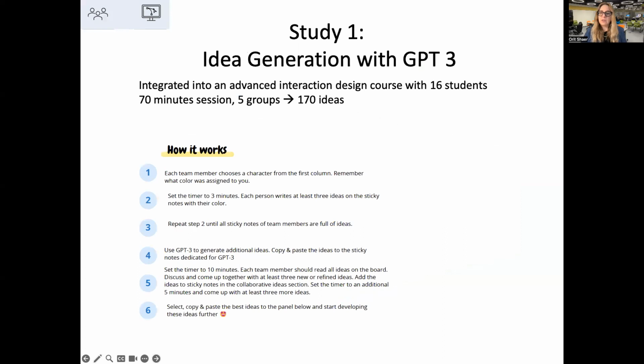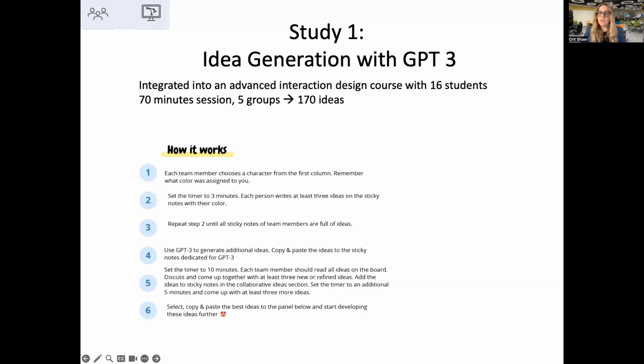The first study was conducted in February 2023. We integrated the use of GPT-3 into a brainwriting session of an advanced undergraduate course on tangible interaction design. 16 students participated in the study, working in 5 groups of 2 to 3 students each. During a 70-minute session, students used an interactive online whiteboard called Concept Board. They followed the instructions shown here.